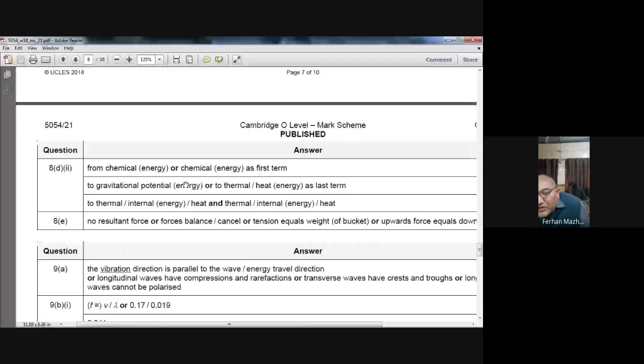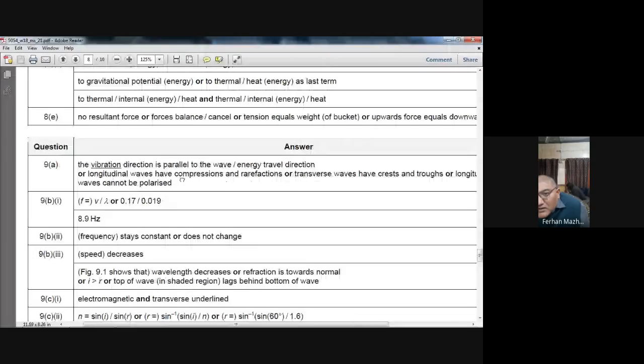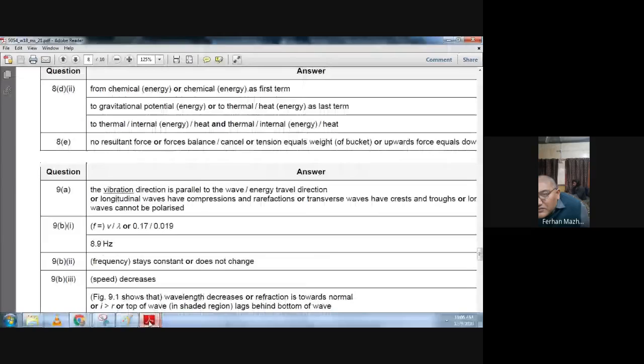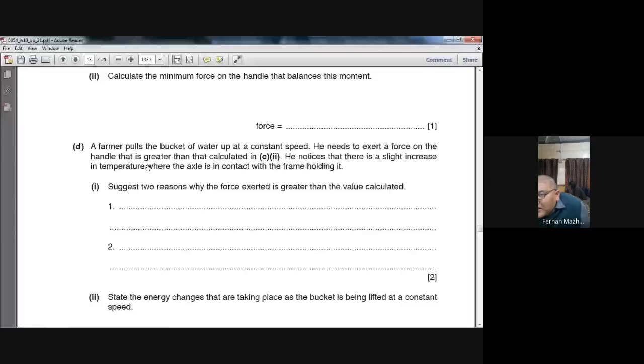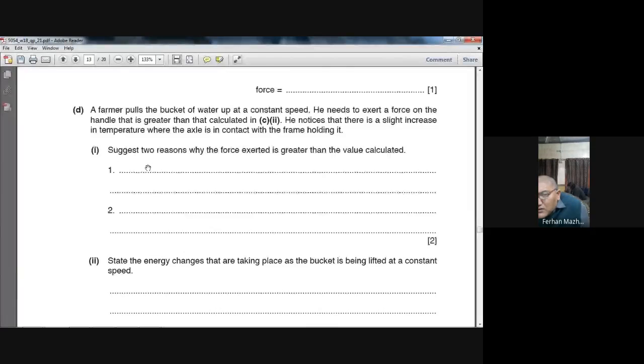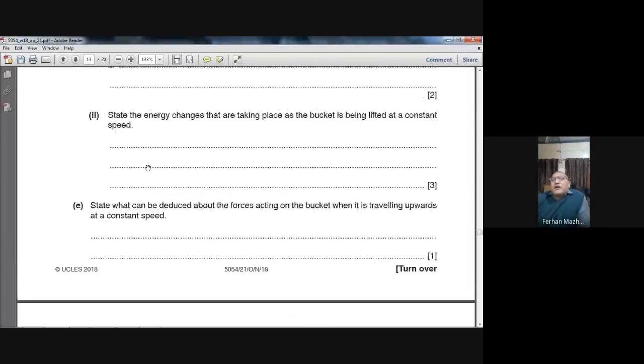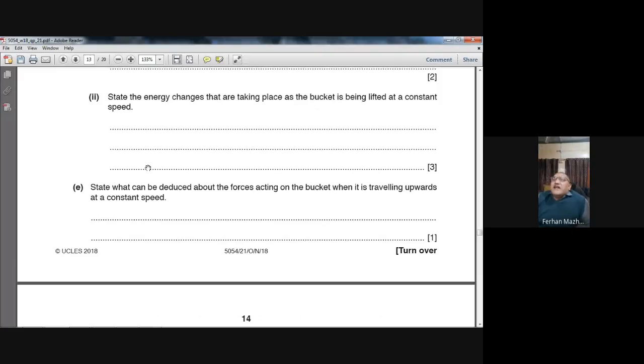Just two parts, and then we will go on a break. We're done with the first part. Second part. State the energy changes that are taking place as the bucket is being lifted at a constant speed. Whenever you are moving at constant speed, you will only mention the heat which is produced. Okay?